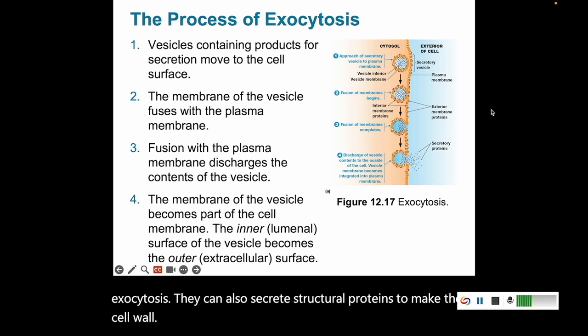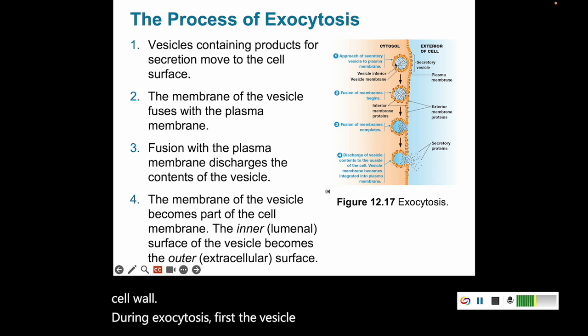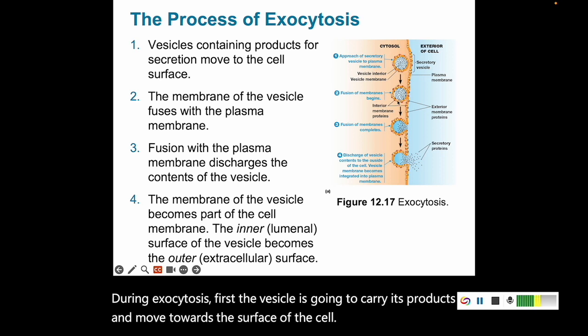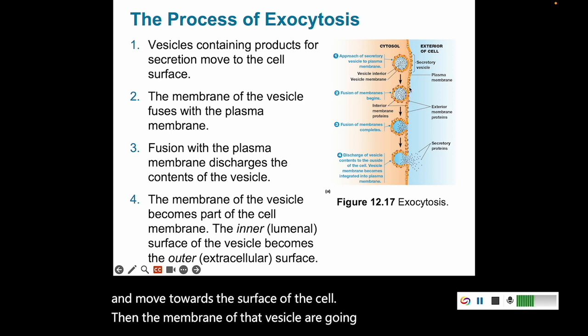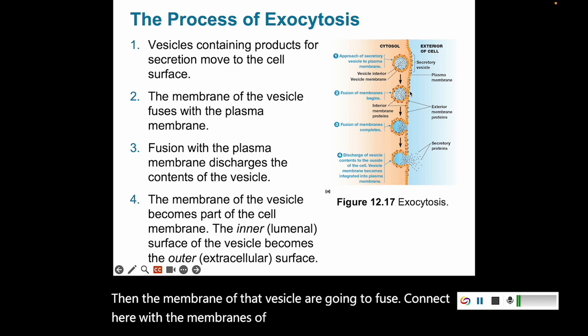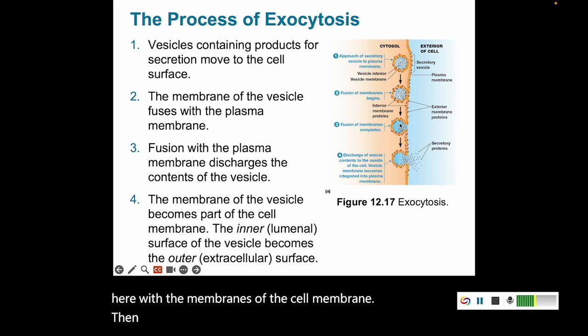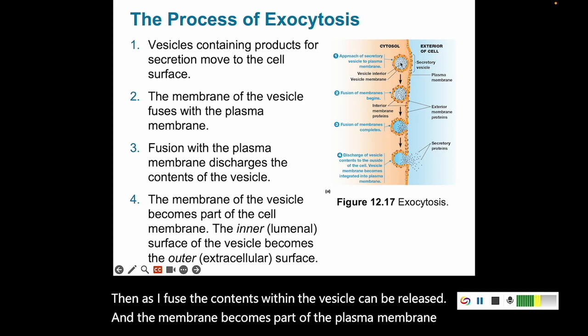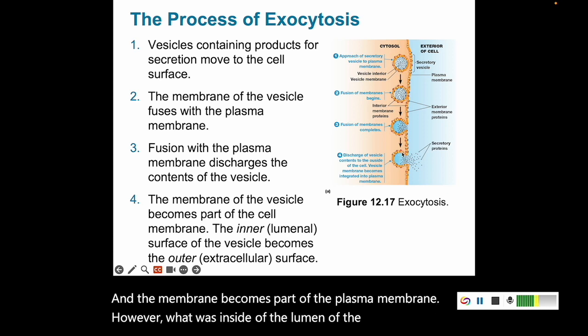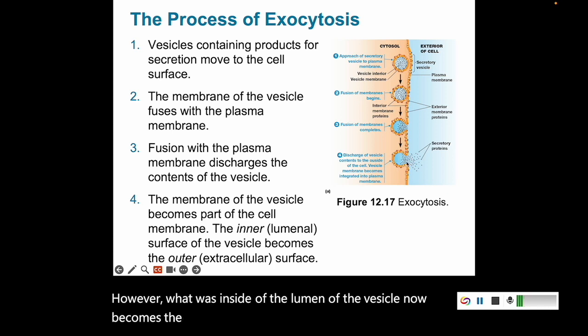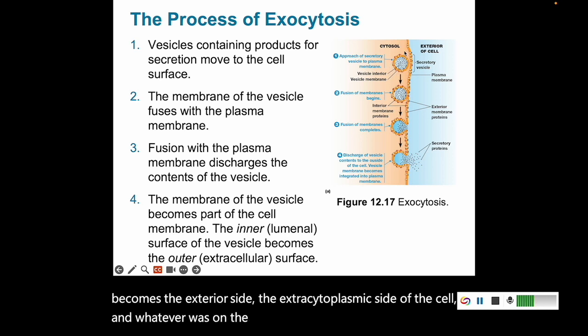During exocytosis, first the vesicle is going to carry its products and move towards the surface of the cell. Then the membranes of that vesicle are going to fuse, connect here with the membranes of the cell membrane. Then as they fuse, the contents within the vesicle can be released, and the membrane becomes part of the plasma membrane. However, what was inside of the lumen of the vesicle now becomes the exterior side, the extracytoplasmic side of the cell, and whatever was on the outside of the vesicle now becomes the intracellular side of the membrane.